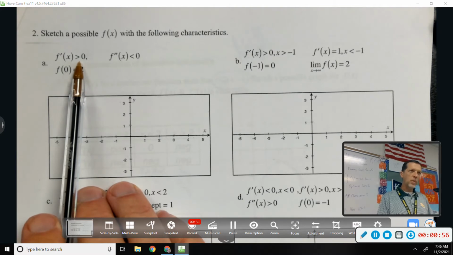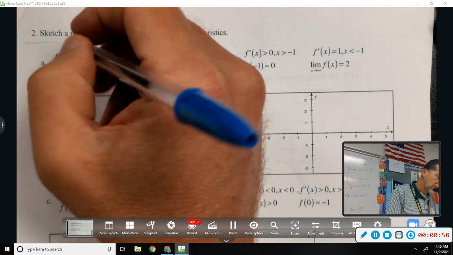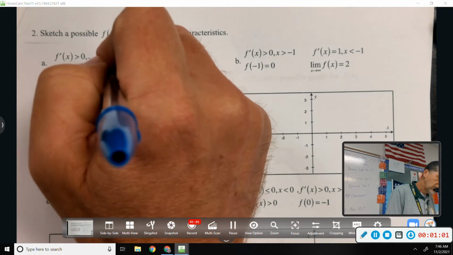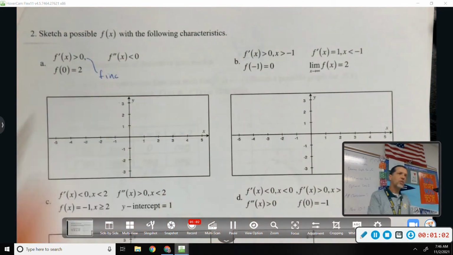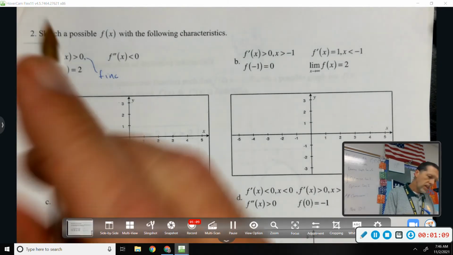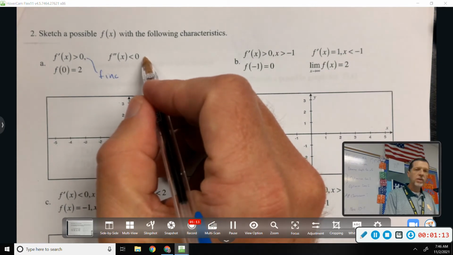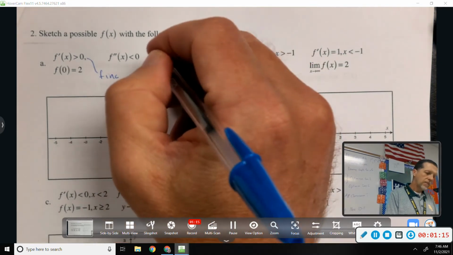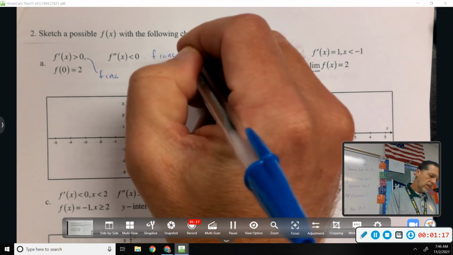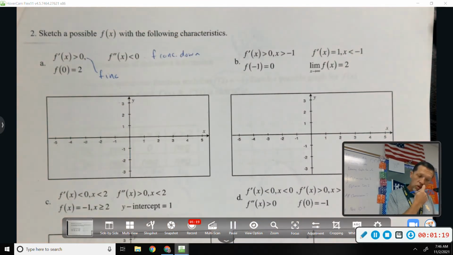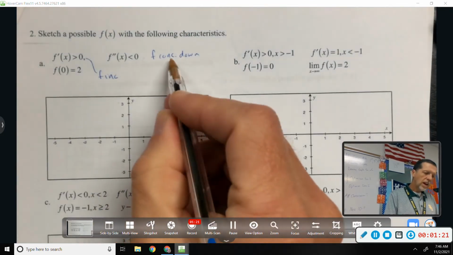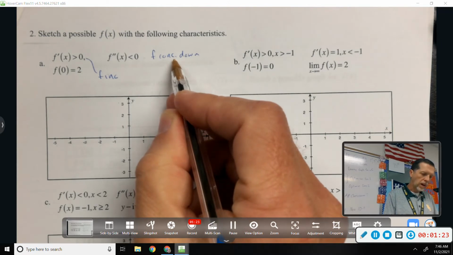F prime is positive, which means f is increasing. And that didn't have any restrictions on it, so apparently f is increasing the whole way for this graph. F double prime is negative. What's that mean? F is concave down. And again, apparently that's the whole way. So I need to be increasing and concave down the whole way.